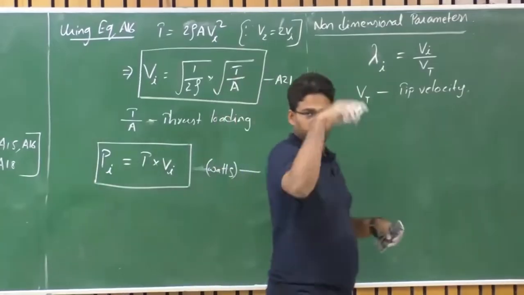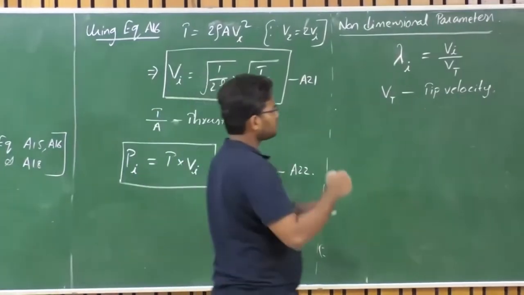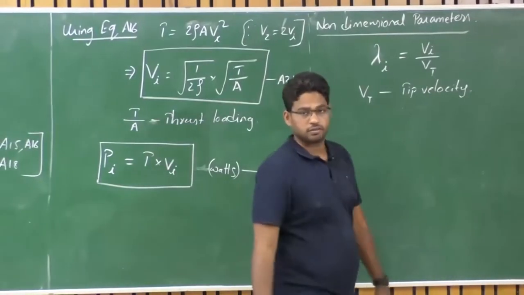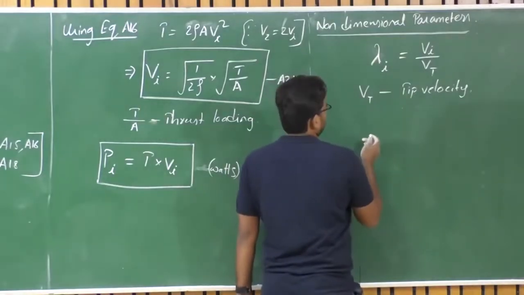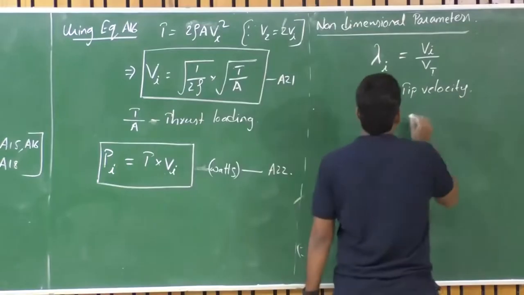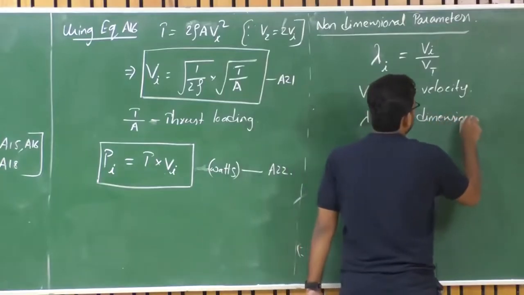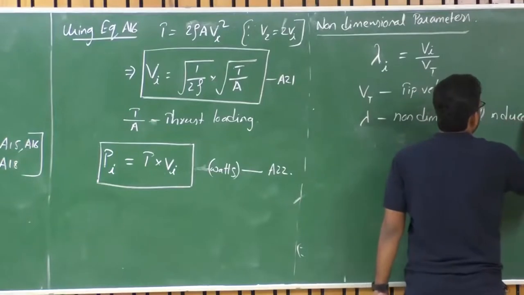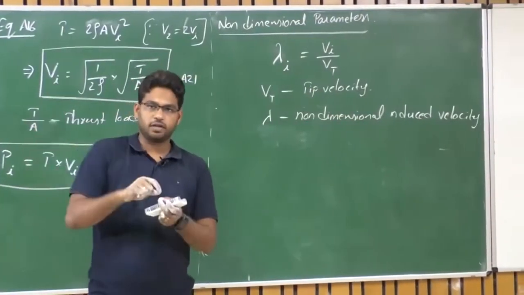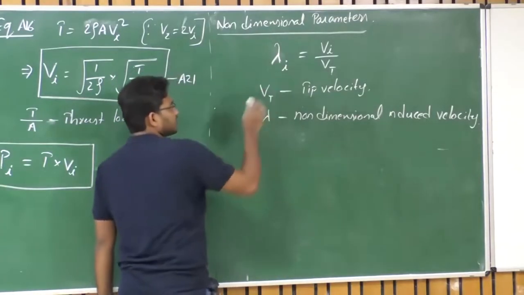So Vi keeps varying, am I correct or not? Induced velocity keeps varying along the disk. So Vt remains constant for a given propeller at a particular RPM, okay? So lambda i keeps varying along the radius of the disk, right? As we progress towards the tip, lambda i keeps varying, whereas Vt remains constant for this particular RPM.